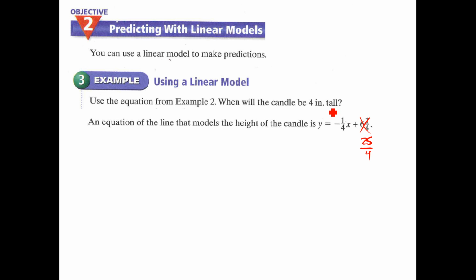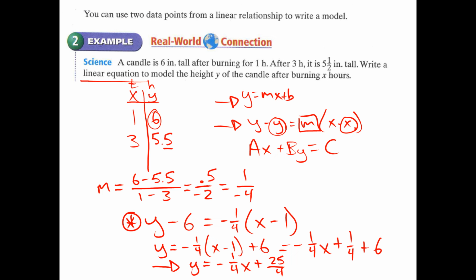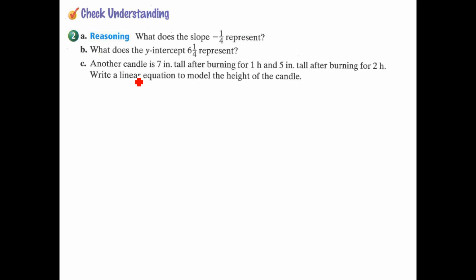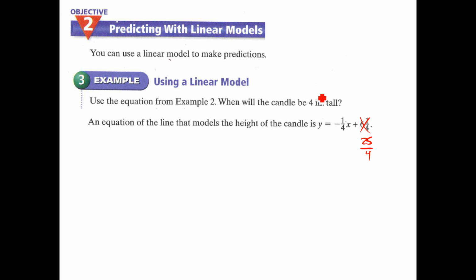So again, we need to figure out, is this the input or the output? If we look back, the time was our x and the height was our y. So this is going to be a y value. You're going to plug in 4. 4 equals -1/4 x plus 25/4. Okay, so why don't we multiply everything by 4 to get rid of the fractions here?